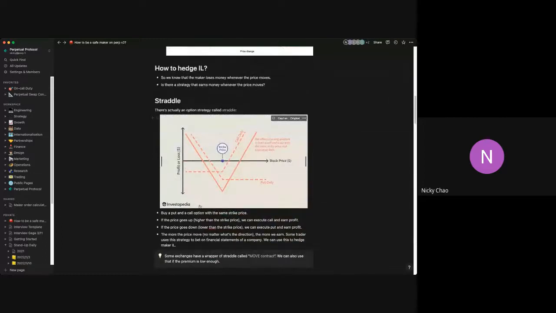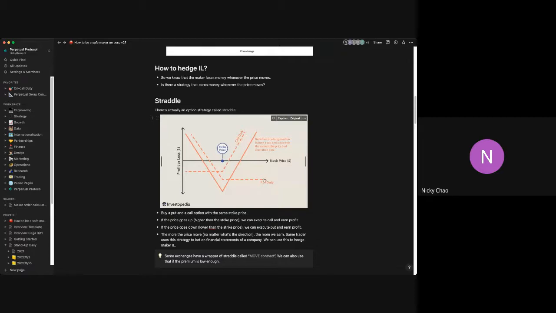So this chart is from Investopedia. So we can see that the profit line of a call option is the dotted one here. So if the price moves lower than the strike price, you have a fixed loss, right? Because you are buying the call option with a premium. But when the price moves higher than the strike price, you can exercise the call option and make some profit.